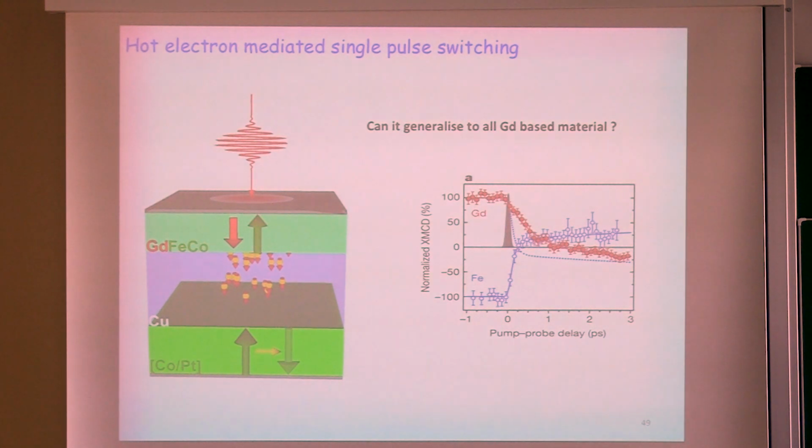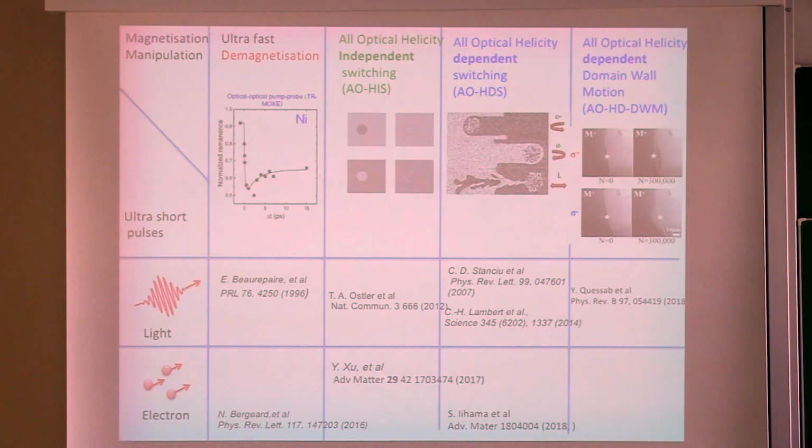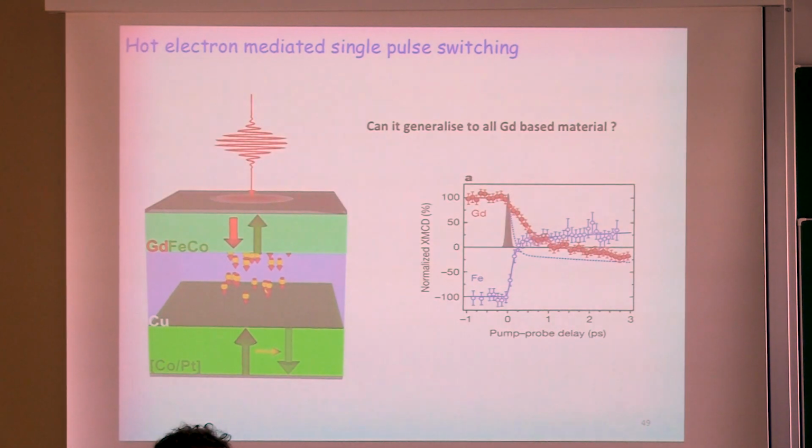So that's not that. You're right. This is an important point. This is not the helicity of the light that will determine in which direction your cobalt platinum is going. This is the direction of the gadolinium here. And that was an 80 nanometer copper. This one, 80 nanometer. No.